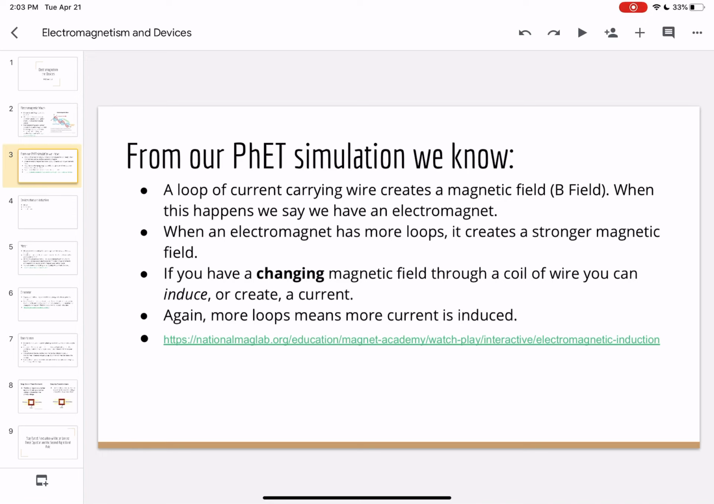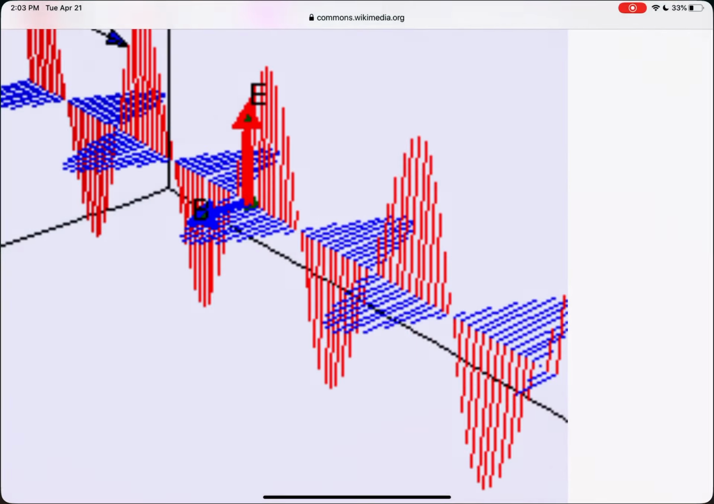If you have a loop of wire with no battery, no voltage source, you can put a changing magnetic field through that coil or loop of wire, and it will induce a current. It will create a current within that loop of wire without a voltage source like a battery. And again, in this case too, more loops means more current is induced. So let's look at an example of this.